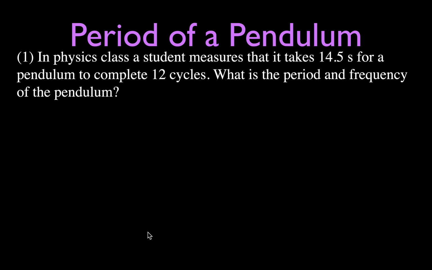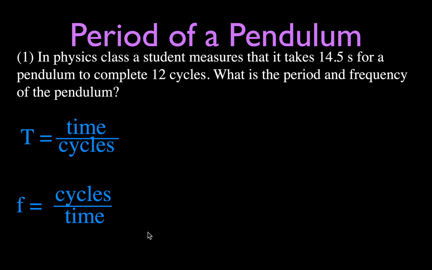Now, from the information that is given, you can calculate the period and the frequency using the definition of period and frequency. Period is the time it takes for one cycle, and frequency is a number of cycles per unit of time, which is the second. So in this problem, we've been given the time, 14.5 seconds, and the number of cycles, 12, so we can easily calculate the period as 14.5 seconds divided by 12 cycles, and that means that the period, the time for one cycle, is 1.2 seconds.